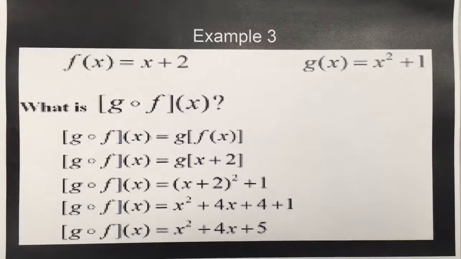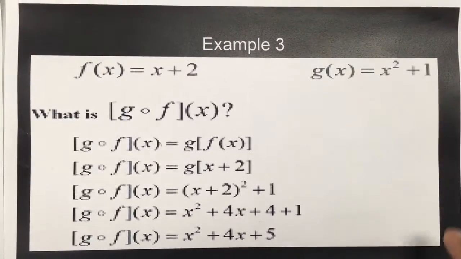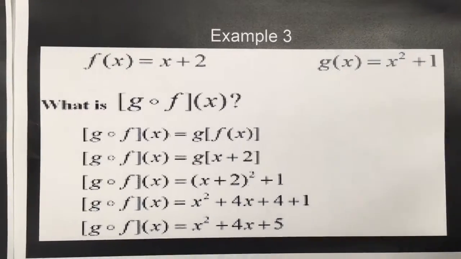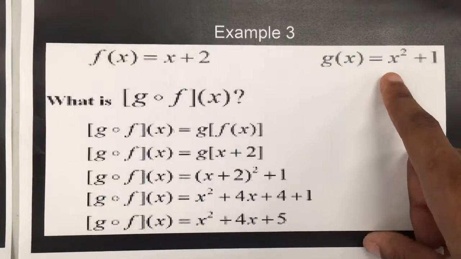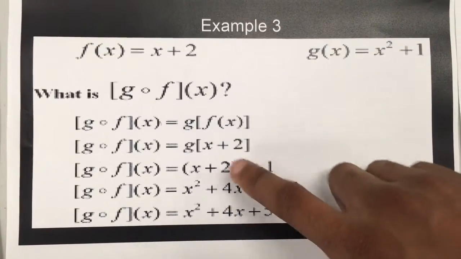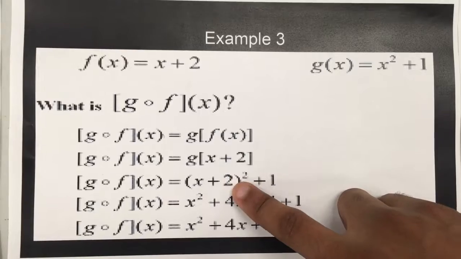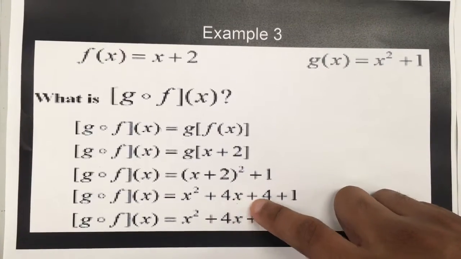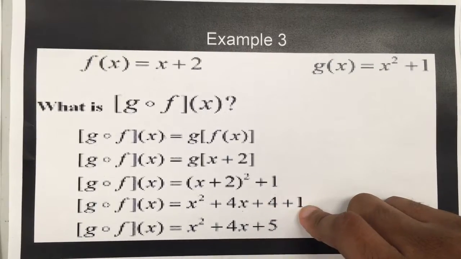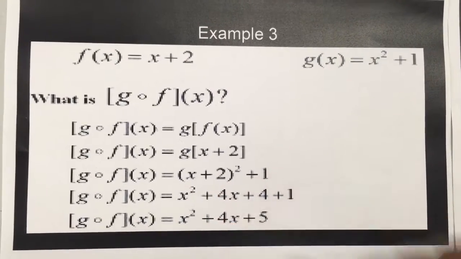In this example, you're finding, once again, g of f of x. So you will plug this in for every x you see over here. And when you do that, you will just multiply this to the second power by itself, and then you will have x squared plus 4x plus 4 plus 1. You'll just combine those two, which will give you 5, and bring those down.